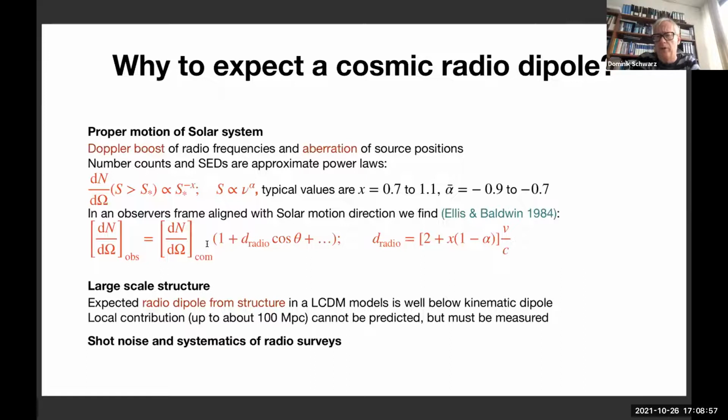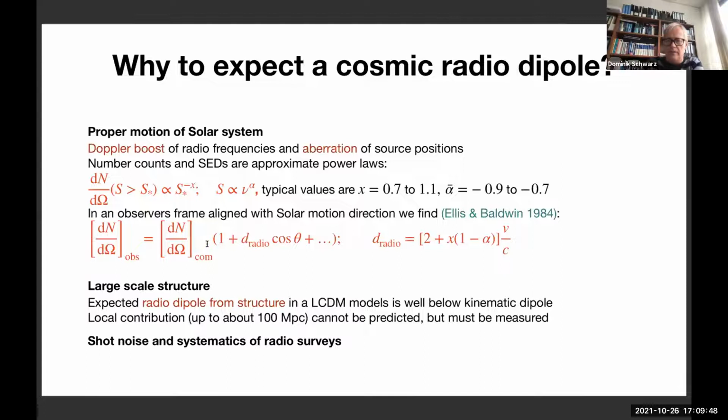There can always be a local contribution to the dipole, say the local 100 megaparsec or whatever, which is of course beyond the regime where you can make a statistical prediction. This is just a tiny fraction of the Hubble patch, and rare things can happen if you just sit in one piece of the universe, right? So this local contribution actually must be measured. It's hard to predict, and the cosmic variance of what you measure locally at your spot is rather large, right? And of course, there's shot noise and there are systematics. So we have to try to control all of these things to get a proper understanding of what's going on.